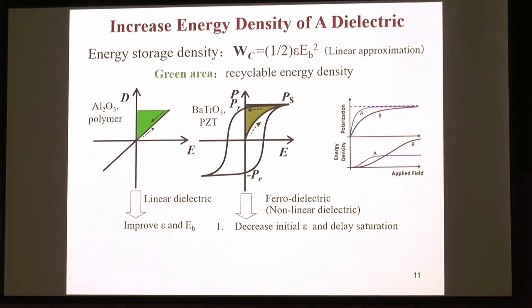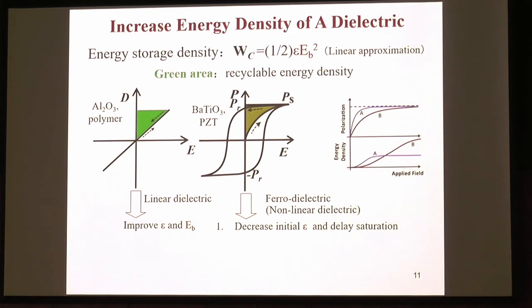With a ferroelectric instead, you can store a bit more, but the problem is it has a hysteresis. So if you charge it from zero, you go to saturation, you go back. There's still remnant polarization, which pins down all the charges in the capacitor. You cannot release all the energy you initially stored in the capacitor.